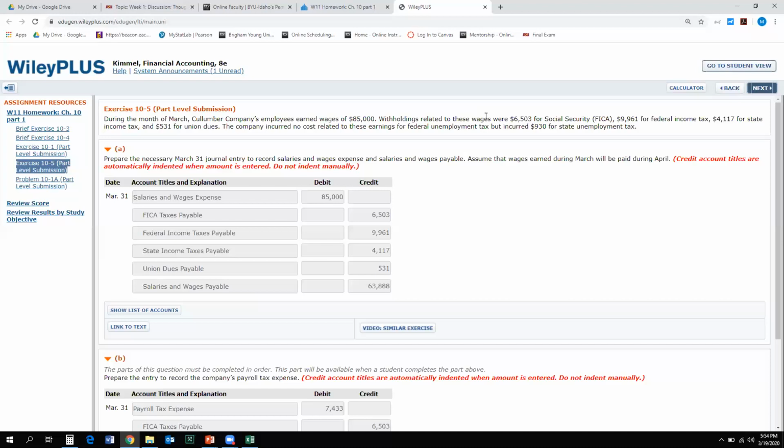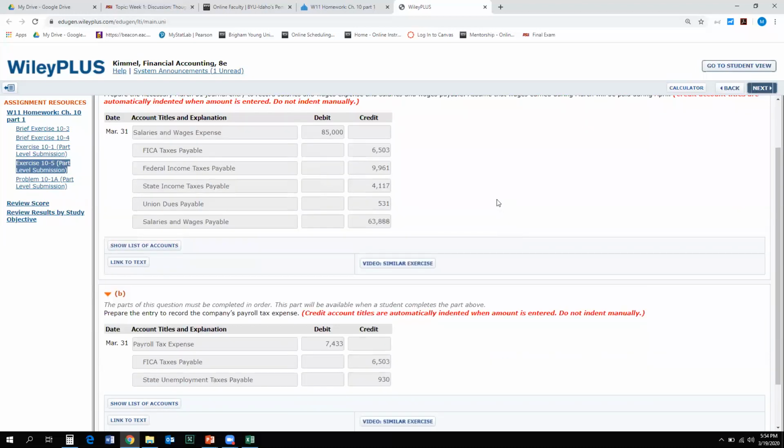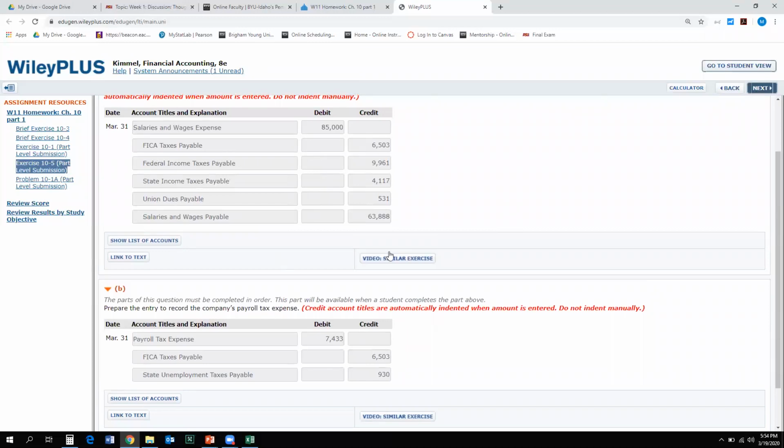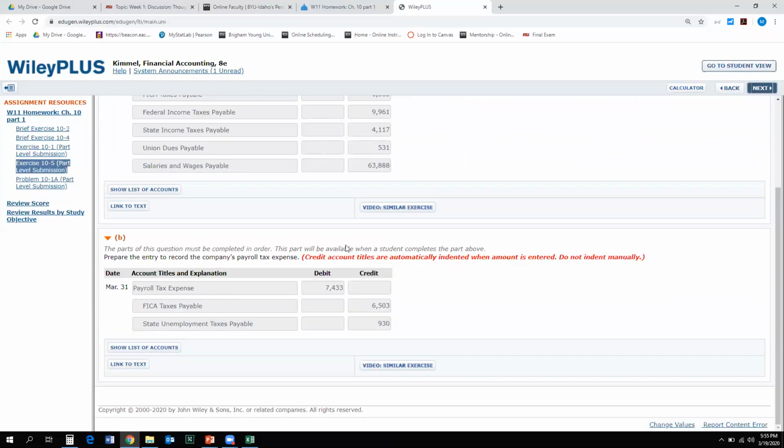Okay, were there only two parts on that problem? Yes. Okay. Yeah, so the difference happening there is the first part is what the employee is paying, what we're withholding, so the employee pays it. And the second part is the expense to the company itself. Company's payroll tax expense. Okay.